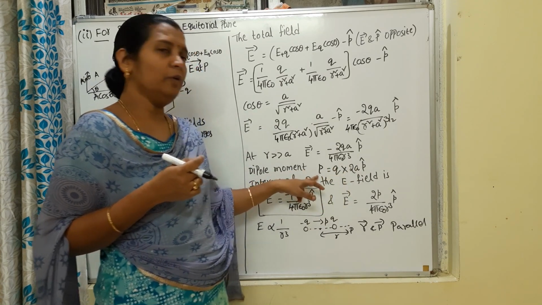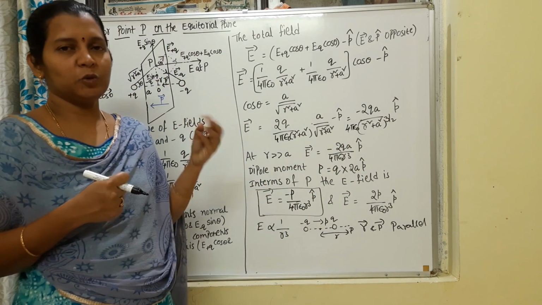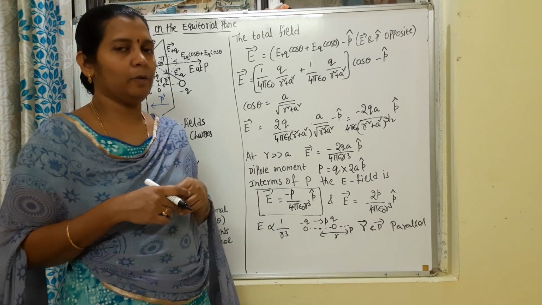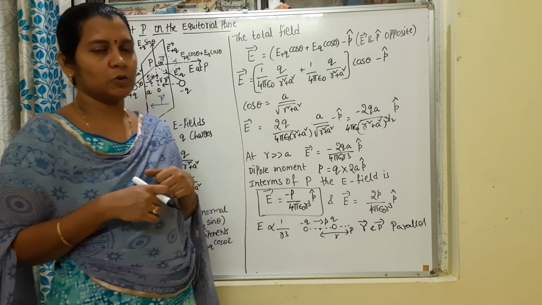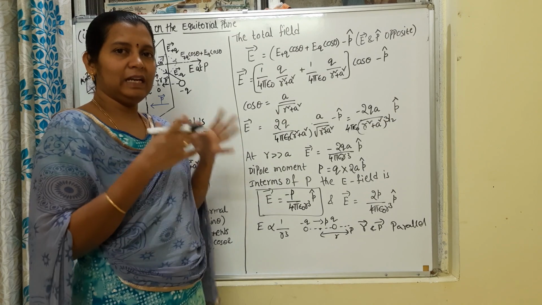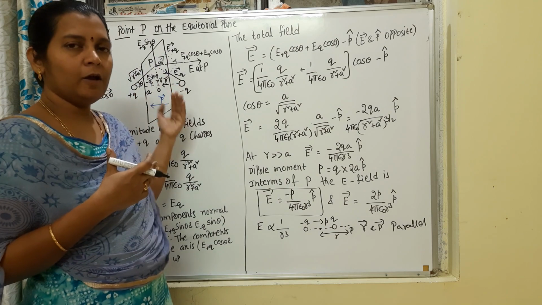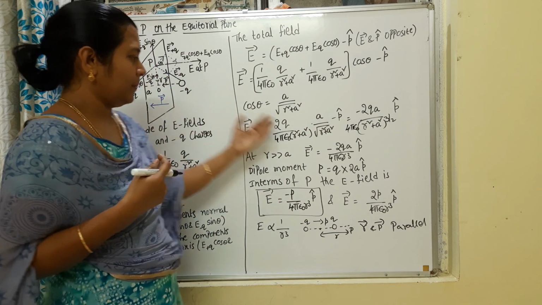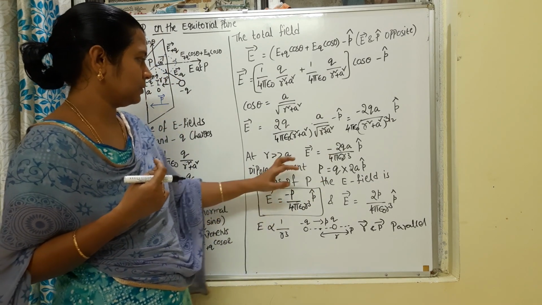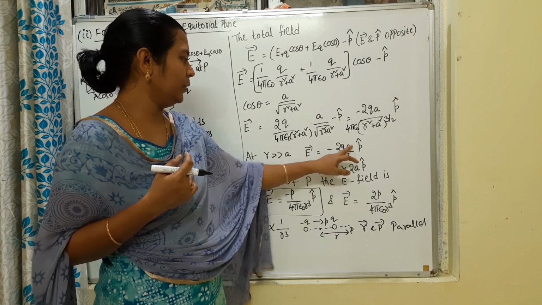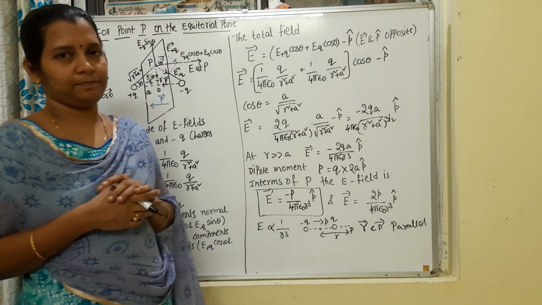So this is the new definition of the dipole moment, and p cap is nothing but the unit vector along the axis of a dipole, along the direction of the dipole. We know that the direction of the dipole is from minus q to plus q. So now the electric field at point P on the equatorial plane, I am writing in terms of the dipole moment. So this can be written as minus p by 4 pi epsilon naught r cube into p cap.